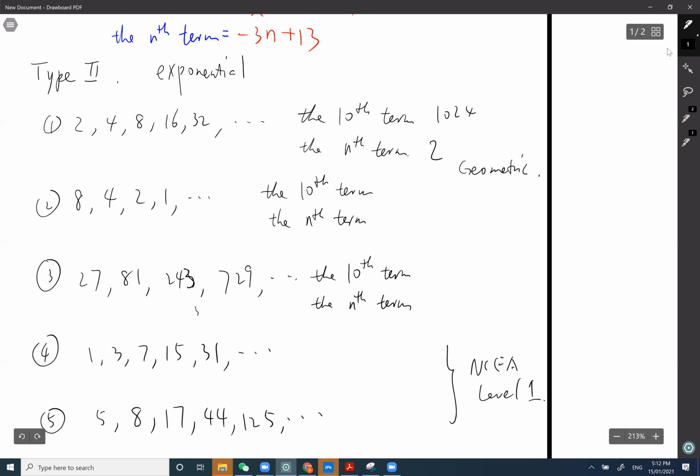This is just 2 to the power 1. 2 to the power 1, 2. 2 to the power 2, 4. 2 to the power 3, 8. 2 to the power 4, 16. 2 to the power 5, 32. Okay. Victor, okay, the first one? Yeah, 2 to the power.